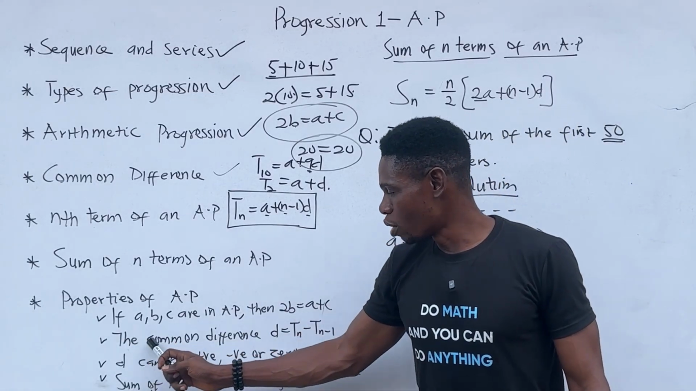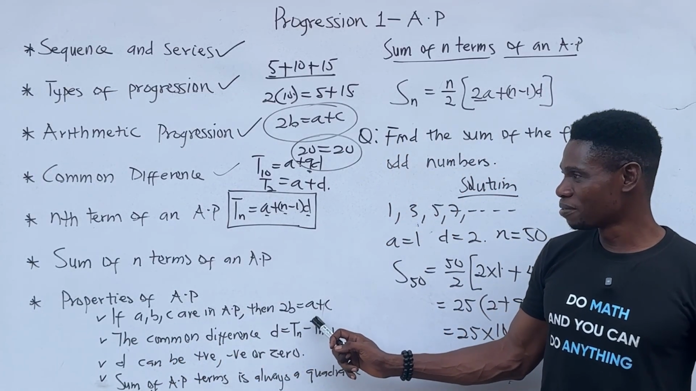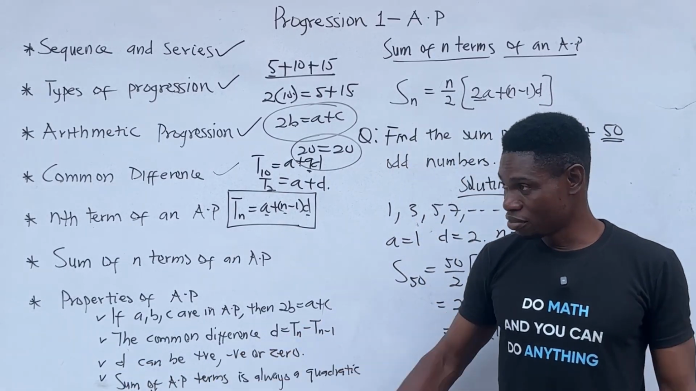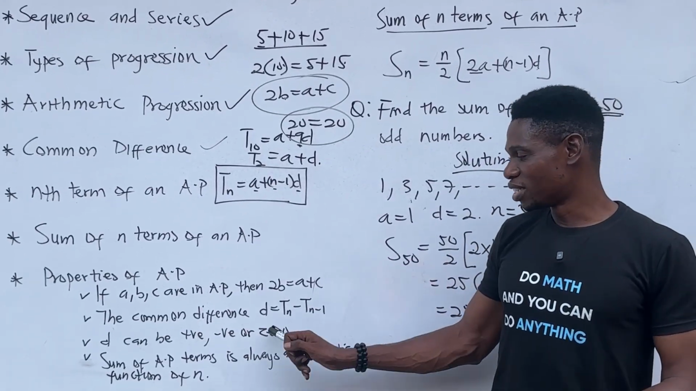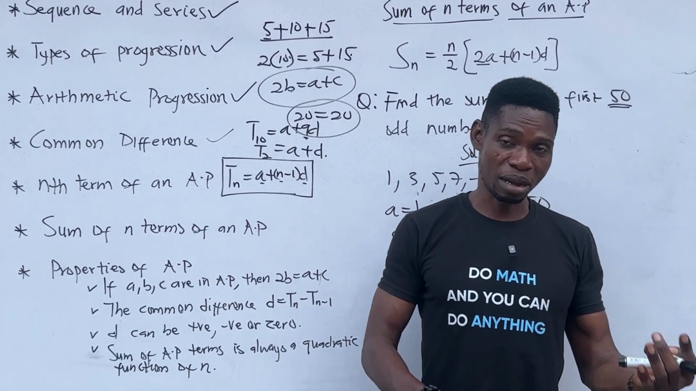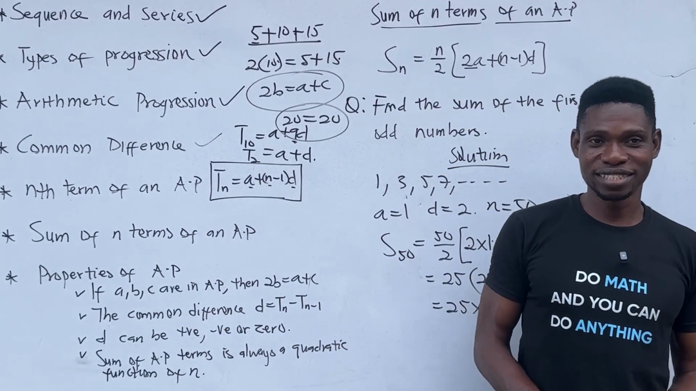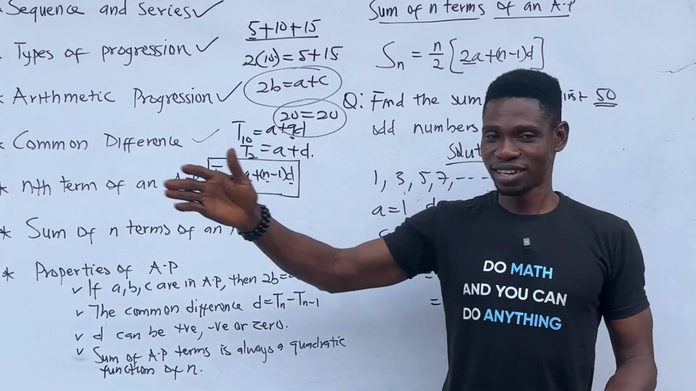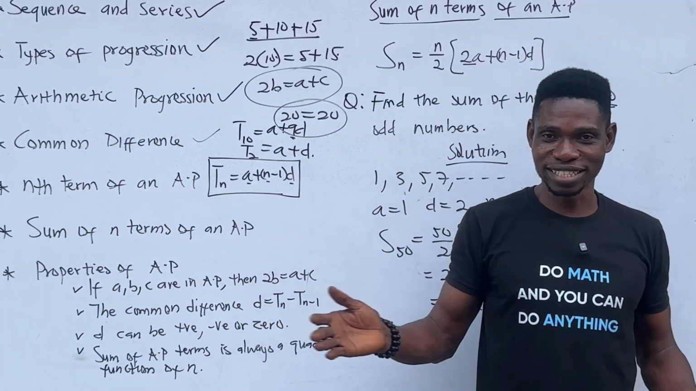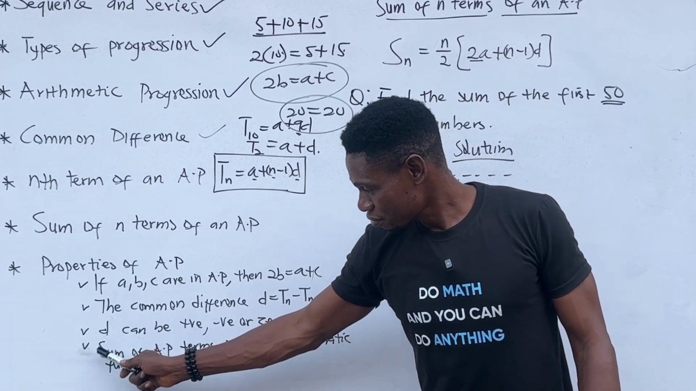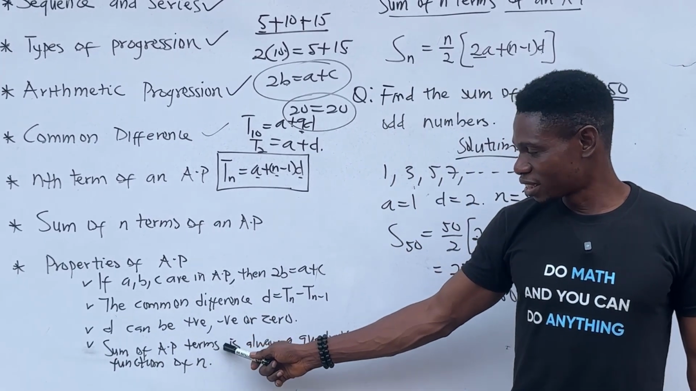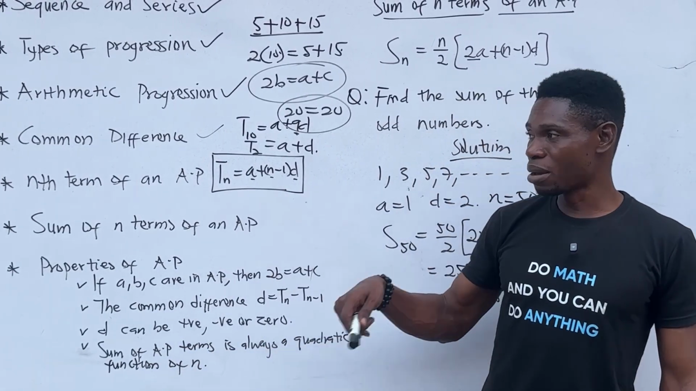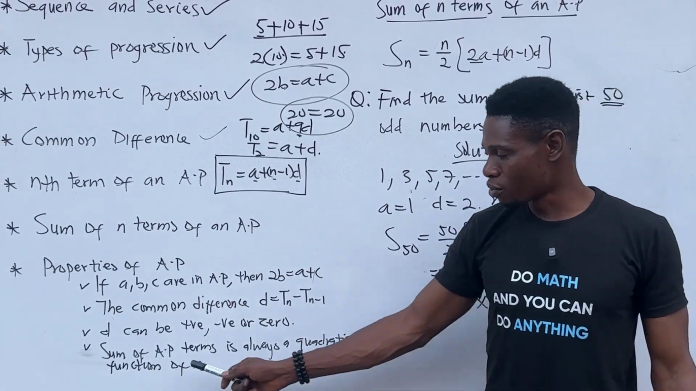Now the common difference is Tn minus Tn minus 1. So that's clear. Now D, which is the common difference, can be positive, it can be negative, and it can be 0. Now if it is 0, what do you think that means? That's just like you have 10, 10, 10, 10. So you have a uniform series, everything the same. Now the last one says the sum of n terms of an AP, the sum of arithmetic progression terms, is always a quadratic function of n.